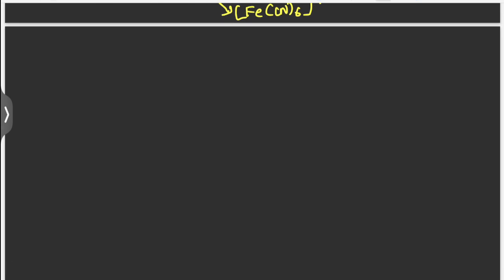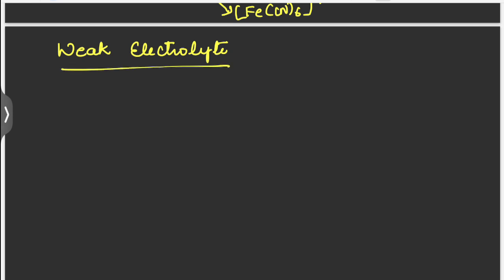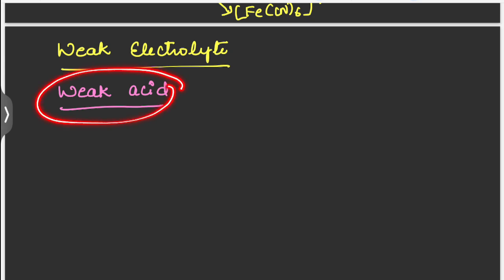So next we will see for weak acid, or weak electrolyte. Under this weak electrolyte, particularly we will take weak acid. How is a weak acid going to dissociate in water? Will it completely dissociate in water? The answer is no. It will only partially dissociate. Weak acids and weak bases will only partially dissociate in water, whereas strong acid and strong base will completely dissociate.